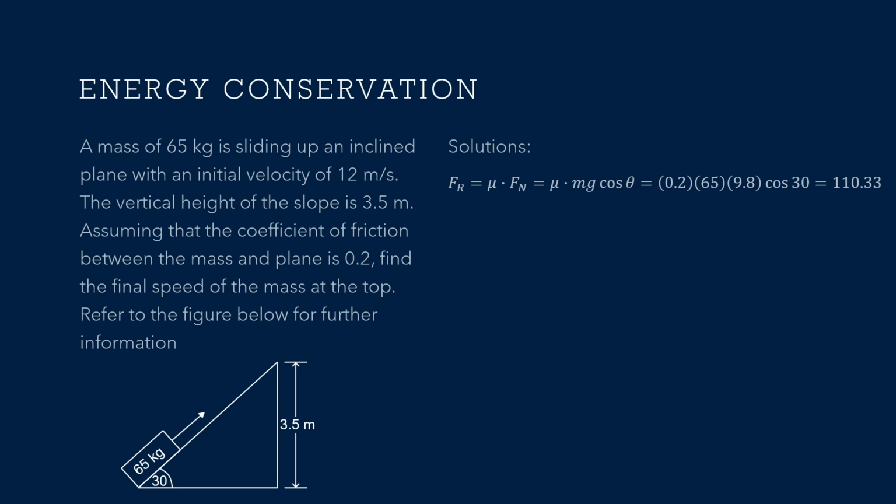not the displacement that the object travels in. Now I'm going to find the displacement. I know that sine theta is equal to opposite over hypotenuse. The hypotenuse is the displacement that I want, and hence I made the displacement the subject of the formula, which gave me displacement equals height divided by sine theta. Substituting in all the values, I get the height of 3.5 divided by sine 30, which is equal to 7 meters.